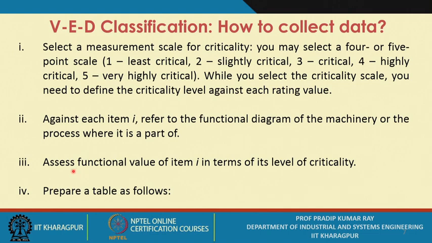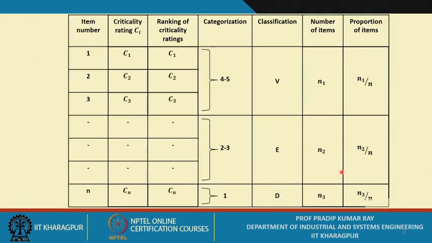You need to refer to the functional diagram. Assess the functional value of item I in terms of the level of criticality, the point which I have elaborated right now. Now next what you do, you prepare a table as follows. Now please study this table. In the first column you will find the item number 1 to n. Next is the criticality rating. So you have to follow a certain scale. The criticality rating, suppose C1, C2, C3, Cn, like this. The ranking of criticality ratings.